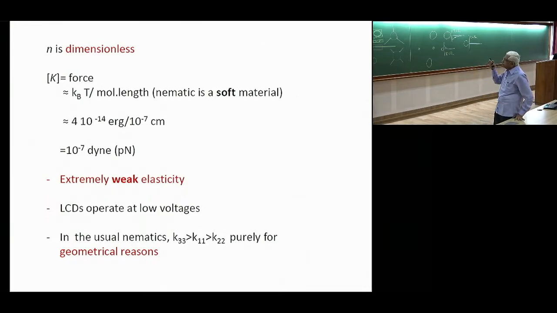It's of course a very weak elasticity, and that is why there is a big LCD industry worth about $300 billion, dependent upon this 10 to the minus 7 dyne elastic constant. Of course, in the usual nematics, the bend elastic constant is greater than the splay elastic constant, which is greater than the twist elastic constant, purely for geometric reasons. I leave that as an exercise for you to figure out why it is.